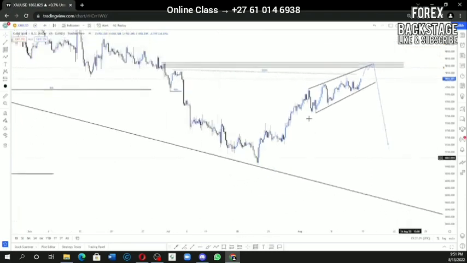Our first target will be around those areas here, but then I will be looking to hold this a bit more. This will be our first target area, because 90% of the time price does get to where the pattern started. So in this case, this is where the pattern started, so this will be our first target.